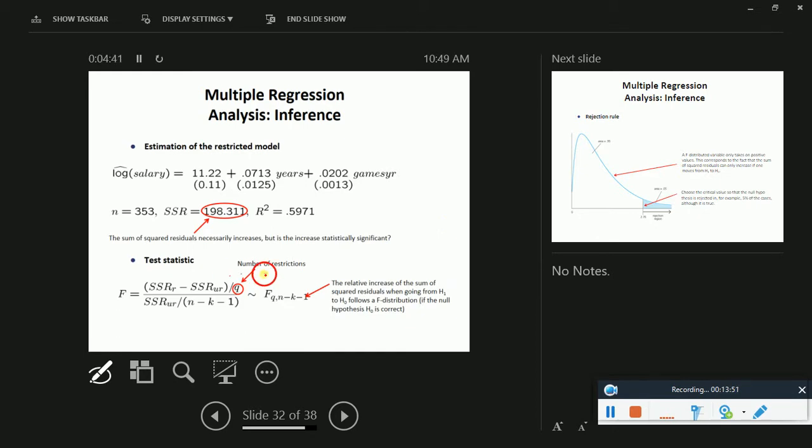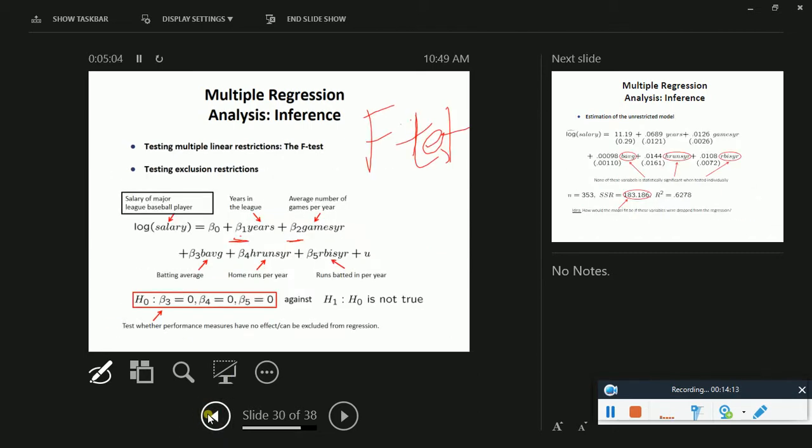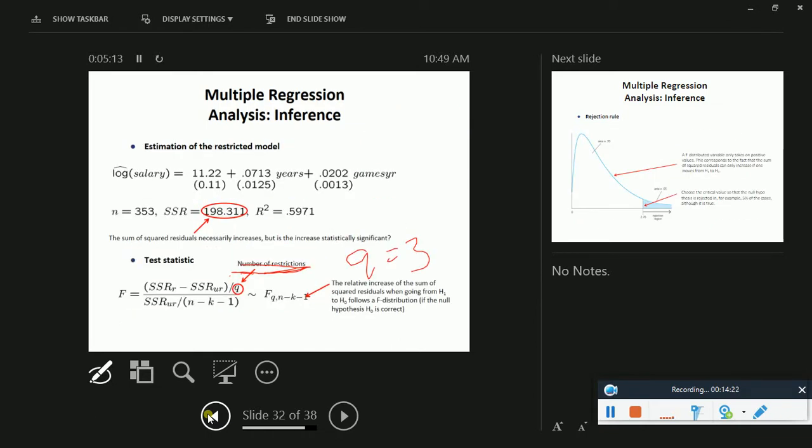What is Q? It's the number of restrictions, right? So in our previous case, how many restrictions were there? Beta 3, beta 4 and beta 5, right? 3 restrictions. So Q should be equal to 3. Okay, in the previous example that we used, let me just go back and show you how many restrictions we have. Beta 3, beta 4 and beta 5, so 3 restrictions. So the value of Q should be 3.